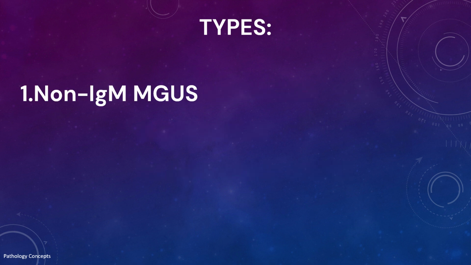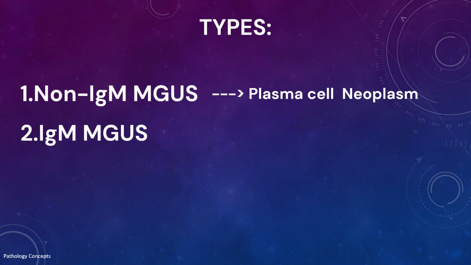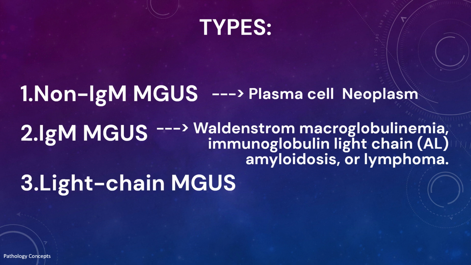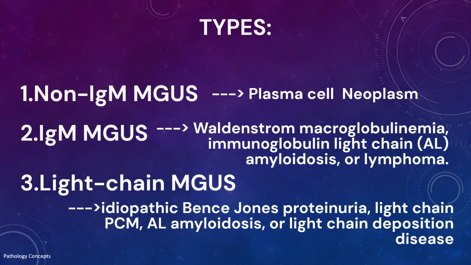Non-IgM MGUS may progress to malignant plasma cell neoplasm. IgM MGUS may develop into Waldenstrom macroglobulinemia, immunoglobulin light chain amyloidosis or lymphoma. Light chain MGUS is characterized by monoclonal protein that lacks the immunoglobulin heavy chain component. LC MGUS may show progression to idiopathic Bence-Jones proteinuria, light chain plasma cell myeloma, AL amyloidosis or light chain deposition disease.